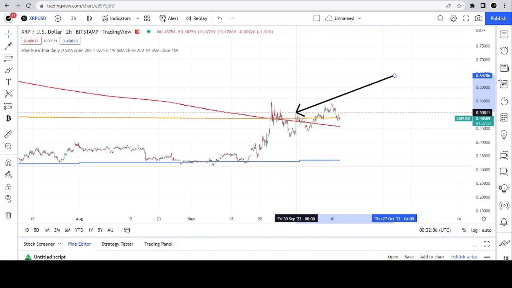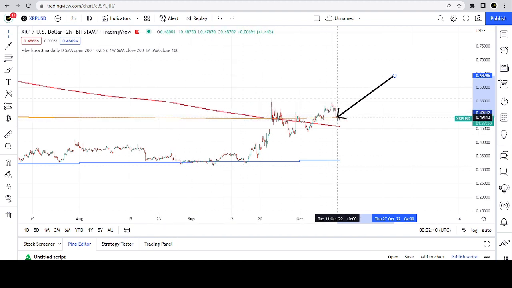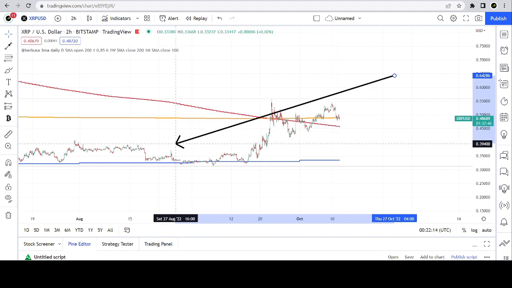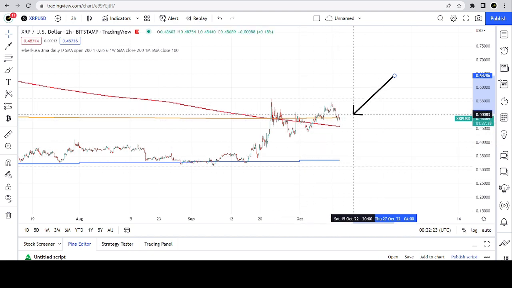So as you can see right here, this orange line is the 200-week moving average. This red line is the 200-day moving average, and this blue line is the 100-month moving average. These are some heavyweight moving averages that I like to use when examining charts.